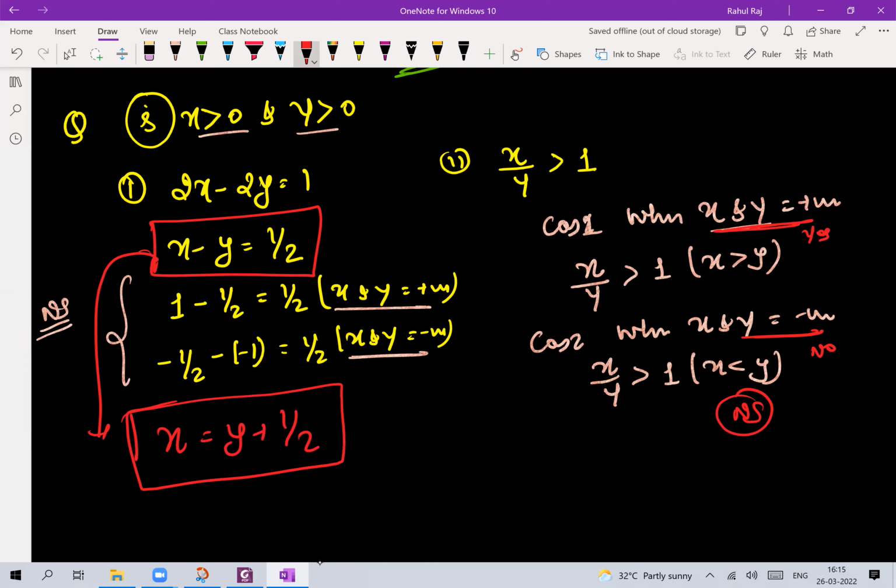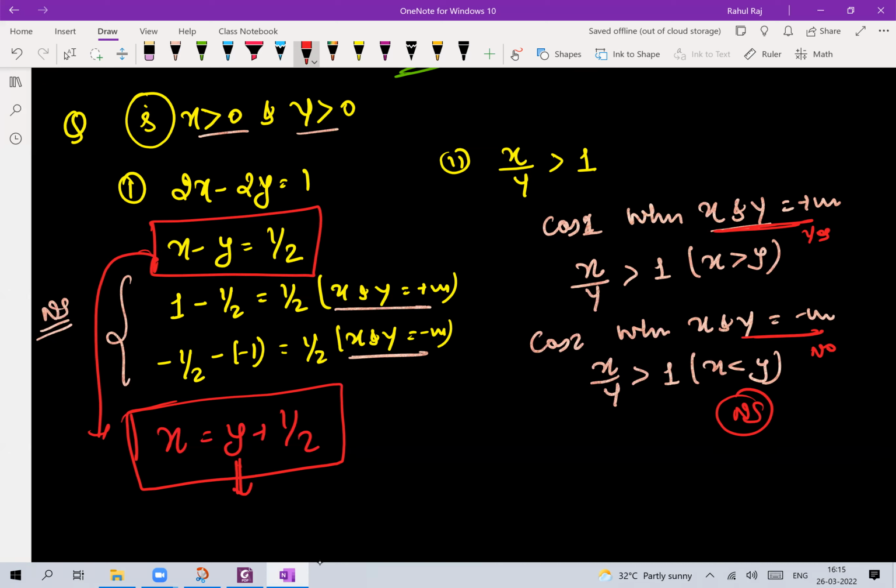From option number 1, I can 100% say this, right? I have taken Y on the right hand side. Now, when I take X is equal to Y plus half, can I interpret it in a way that X is greater than Y by half? Or can I for simple fact say that you put any value of Y, it does not matter. You put Y is equal to 1. What is the value of X?